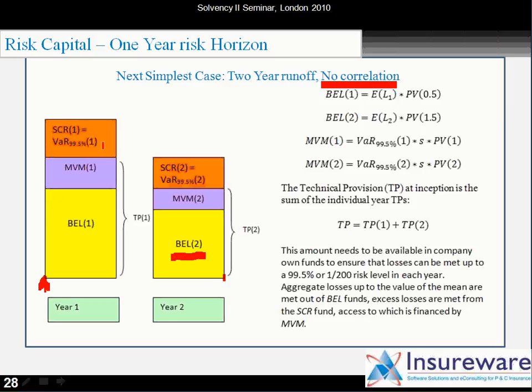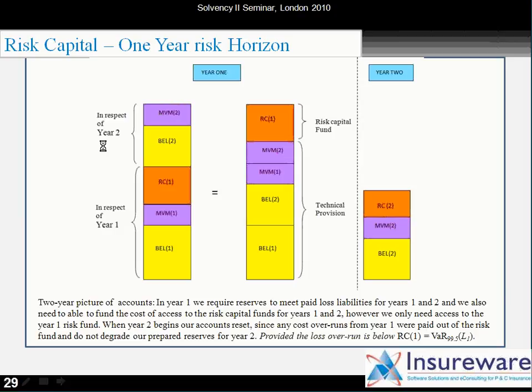Well, actually, at inception, let's do it this way. These 2 years, it's the same story. 2 years, completely uncorrelated, okay? So really at the beginning, at inception, you have the sum of the means, you have the sum of the market value margins, and you have the risk capital that you raise at the beginning of the first year, okay? So at inception, you've got to have your market value margin in your balance sheet. You've got to have the sum of the BELs in your balance sheet, and that's called a technical provision. But the risk capital you only raise for 1 year, okay?